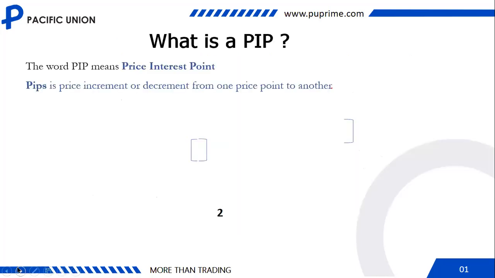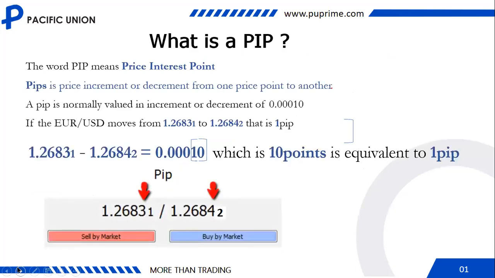Now on this slide, we talk about what a pip is. Remember we talked about what a pip is during the previous slide, on the white screen. Today we are talking about what a pip is. The word pip means price interest point. So a pip is a price increment or decrement from one point to another. If price is moving from one point to another, it is called a pip. It could be an increment or a decrement.